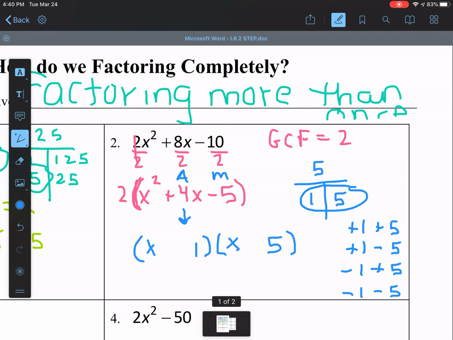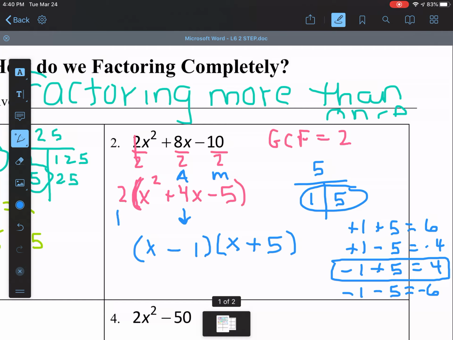And let's see. So plus 1 plus 5 gives us positive 6. Plus 1 minus 5 gives us negative 4. Negative 1 plus 5 equals positive 4. Negative 1 minus 5 equals negative 6. So we are looking for positive 4. So that would be this pair right here. So that's a negative and that's a positive.